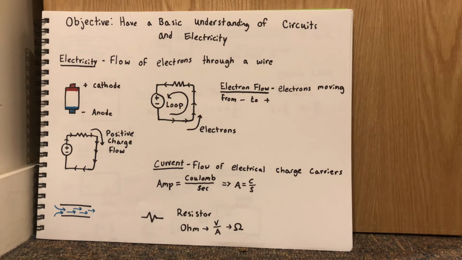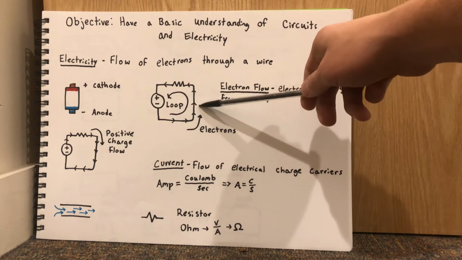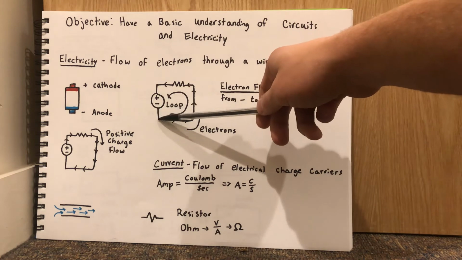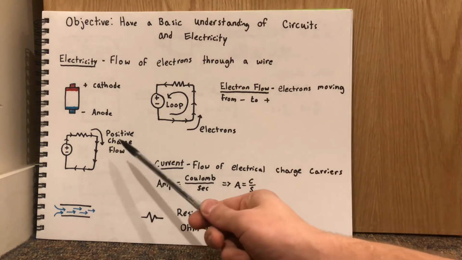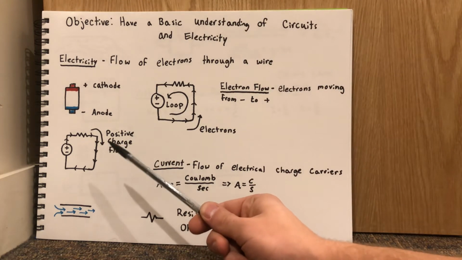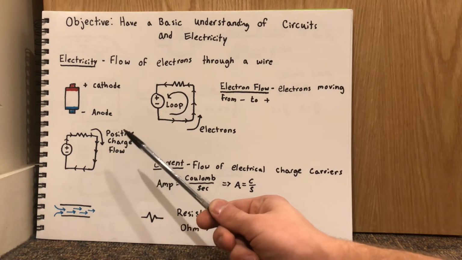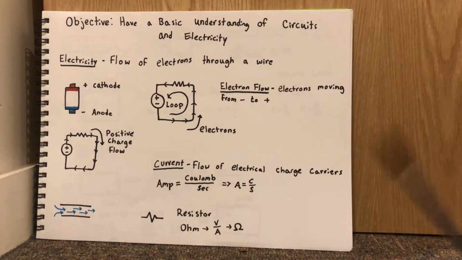So in electron flow, we have electrons moving from negative to positive. This is what's really happening in the circuit. As I have drawn here, we see that the current is going this way with electrons moving out of the negative side and into the positive side, creating a loop. What we use for our calculations in circuits is what we call conventional current, which is this positive charge flow here. We have positive charge coming from the positive terminal going to the negative, which is incorrect, but most of the time it makes our calculations easier and it's just easier to use.